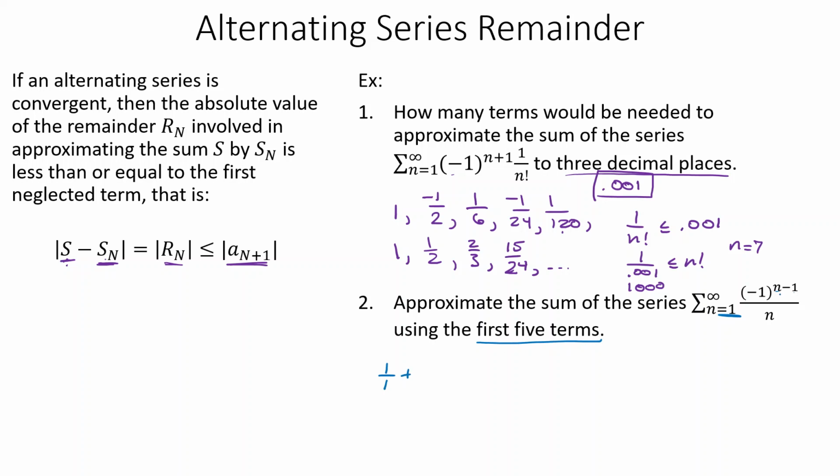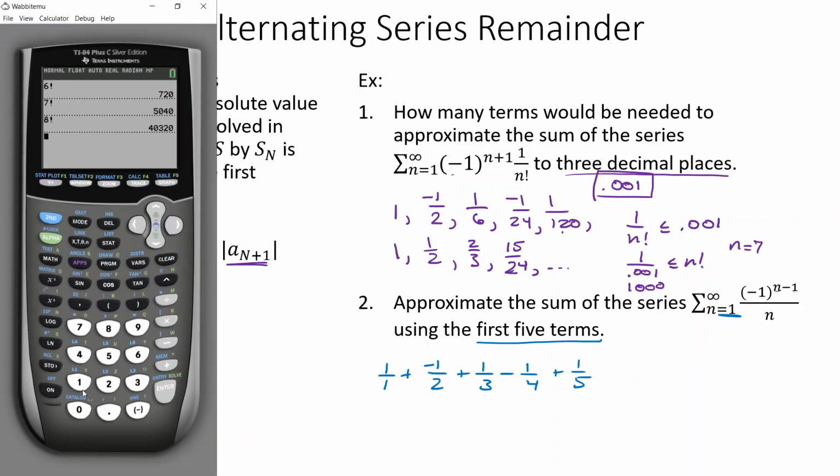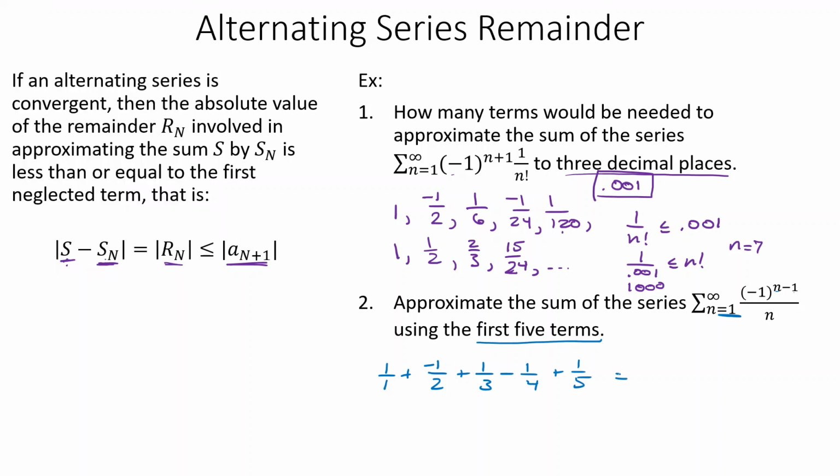Plus the next term, if we plug in 2, we're going to get -1 over 2, plus 1 over 3, minus 1 over 4, because I know it's going to be negative, plus 1 over 5. And then we just got to add those up, or add and subtract those up, I guess you could say. So we've got 1 minus 1/2 plus 1/3 minus 1/4 plus 1/5. And we get that that is 0.78333.